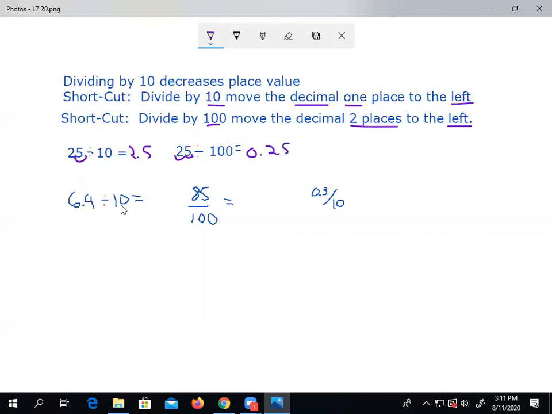So I have 6.4 divided by 10. Since I'm dividing by 10, I'm going to lose 1 place value, so the decimal moves to the left 1 spot. And that turns into 0.64. 85 divided by 100, notice again, you're going to move the decimal 2 places to the left. And that's going to turn into 0.85.